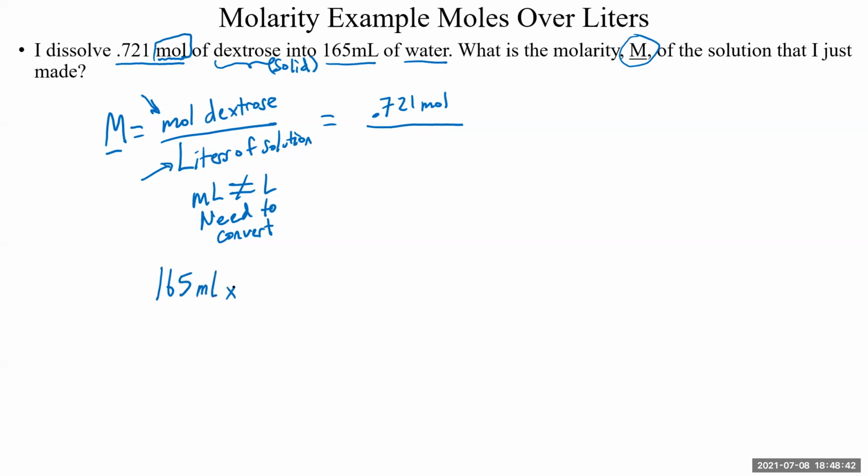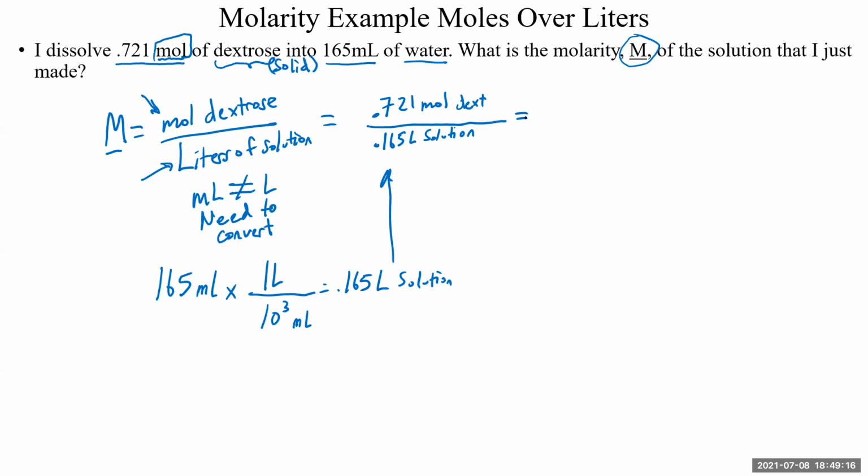165 milliliters. We know that every 1,000, or 10 to the third, milliliters is 1 liter. So just move the decimal over 3 spaces to the left, and you've got 0.165 liters of solution. So we put our 0.165 liters of solution. So moles of solute per liter of solution, moles of dextrose per liter of the entire solution. So 0.721 divided by 0.165 gets us 4.37 moles per liter, molar dextrose. And that's our answer.